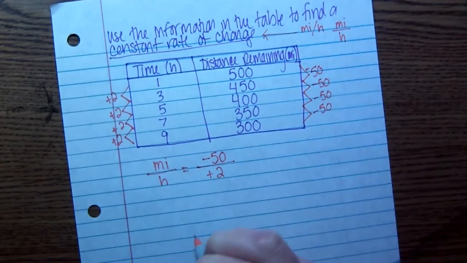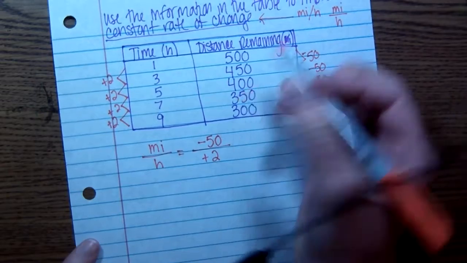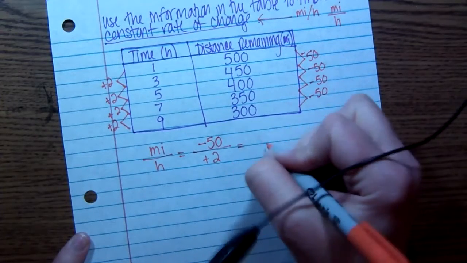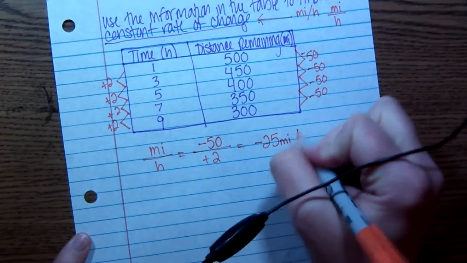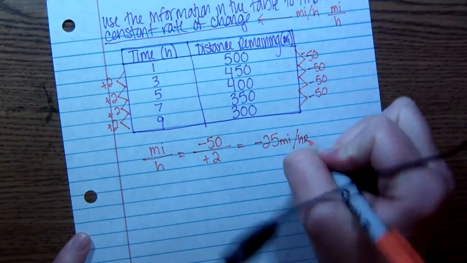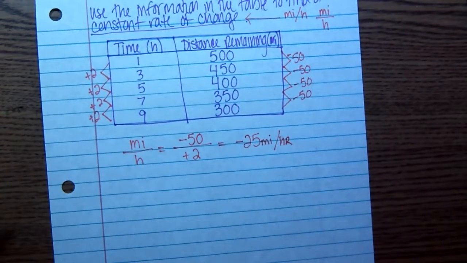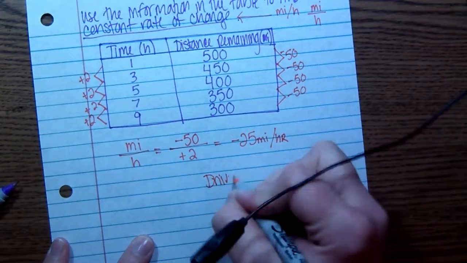So they are moving at a particular pace, and we can figure out how many miles are left every time that they move. So this is negative 50 divided by 2, which is negative 25 miles per hour. Those are how many miles per hour are remaining. For every hour, there's 25 miles less, which means they're driving at a rate of 25 miles per hour if you want to know what they're driving.